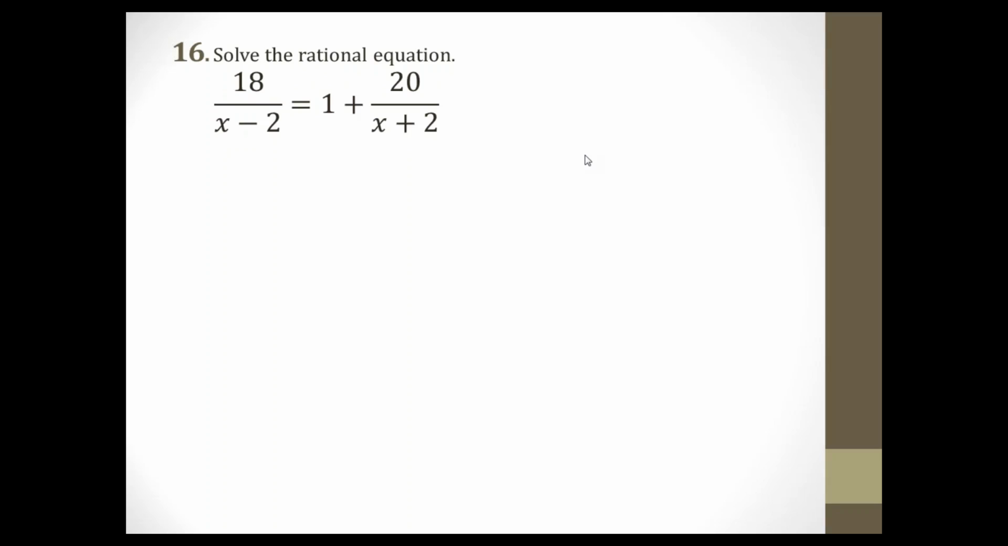Okay, so 16, solve the rational equation. All right, so continuing what you guys have been working on, we want to multiply by the least common denominator. So we have to work with x minus 2 and x plus 2. So we need to make sure to include those two factors in our least common denominator. And 1 has a denominator of 1, so it doesn't really affect what we need. So the least common denominator that we want to use is x plus 2 times x minus 2.